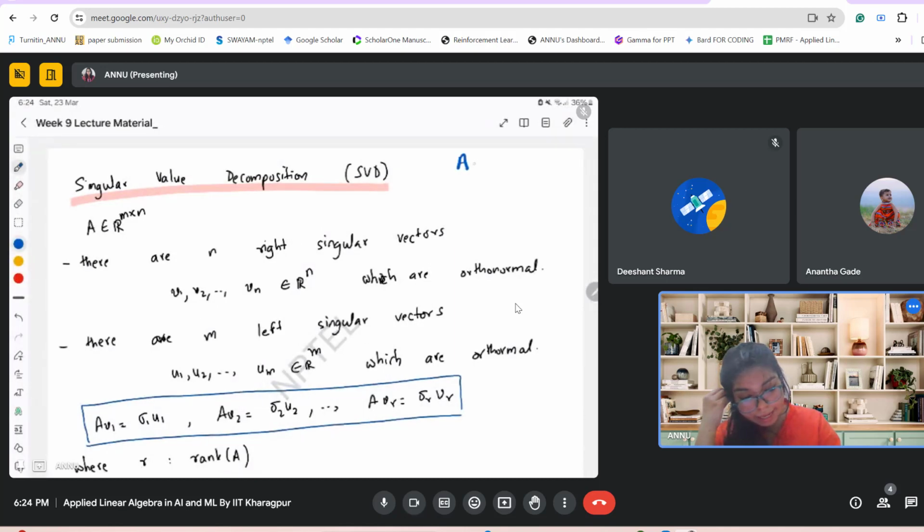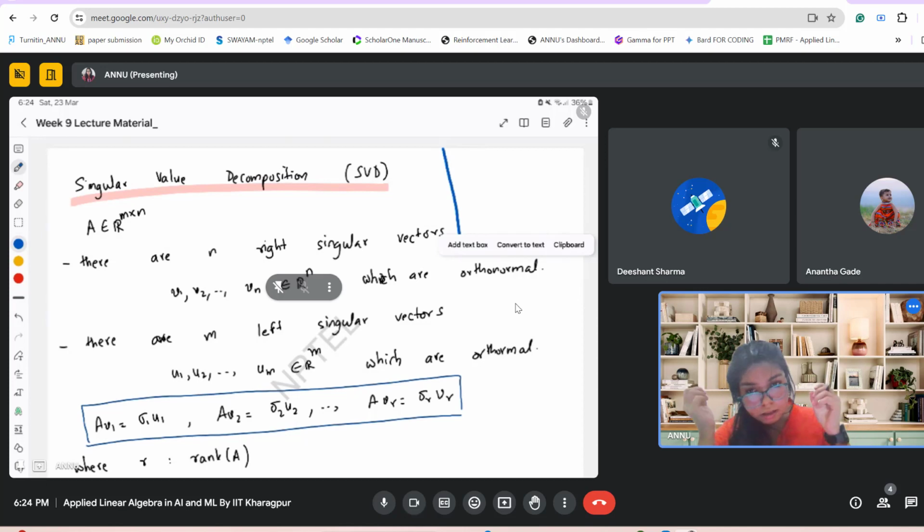So if you have a matrix in case of, okay, if at any point of time my voice is not audible, you just text me in the chat box.